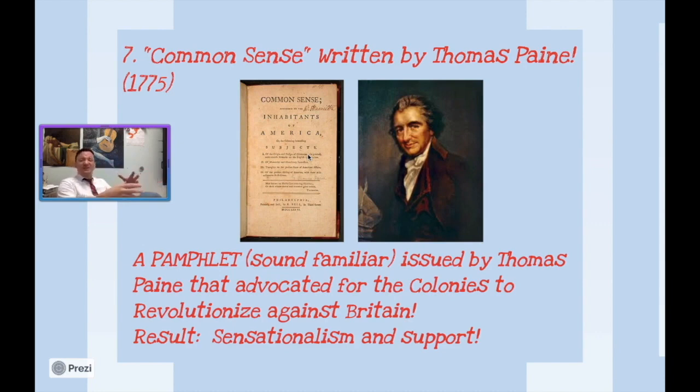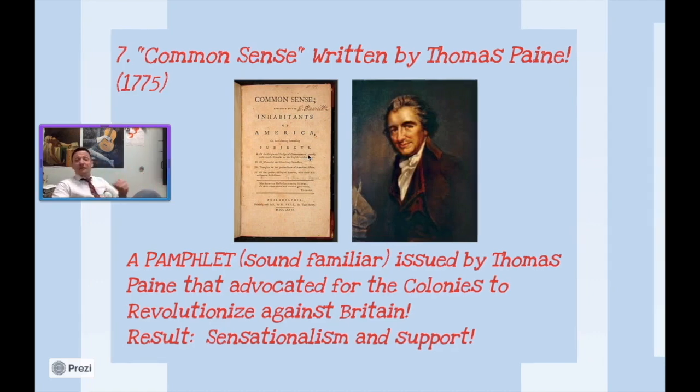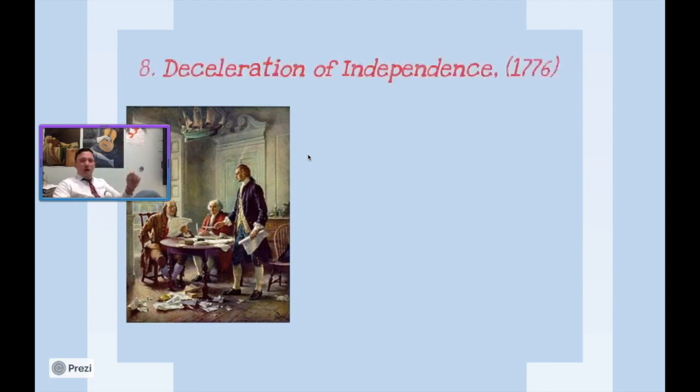The result of this led to massive sensationalism and a huge amount of support, and Americans begin to enlist in the Continental Army en masse, and the Continental Army would be led by none other than George Washington, right? And then, of course, as well, militias and Minutemen begin to form groups in their villages and things like that, and everyone begins to prepare for war. And at that point, when America feels like they've had enough and they're ready to go, they sign and create this thing known as the Declaration of Independence, right?